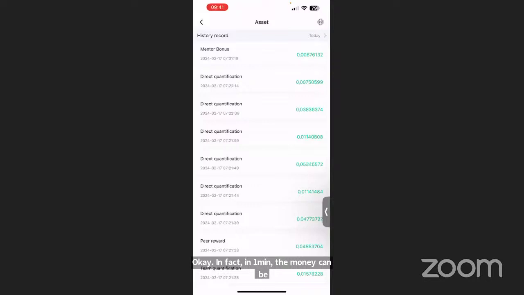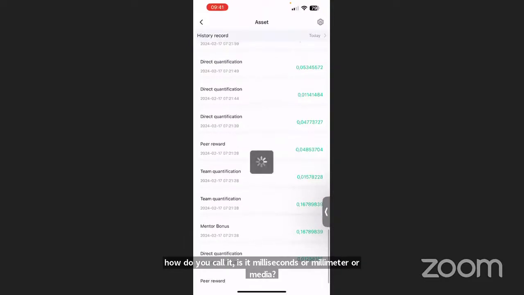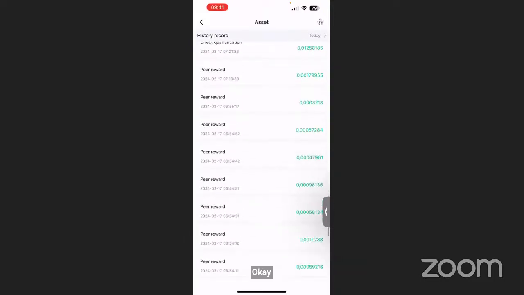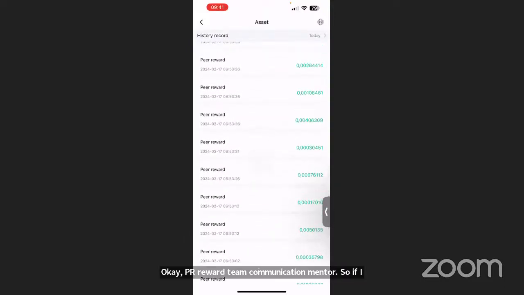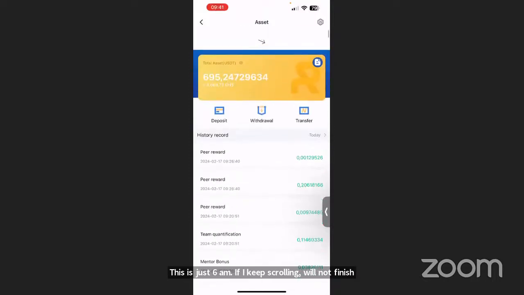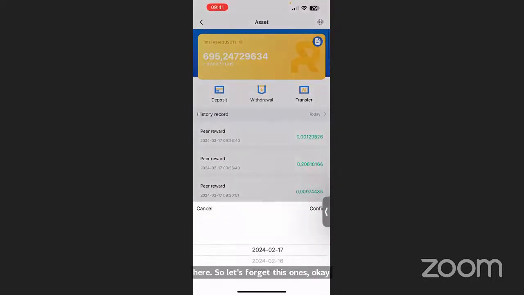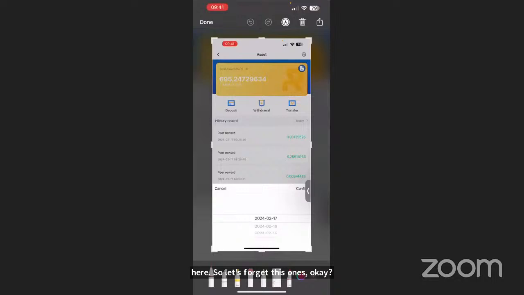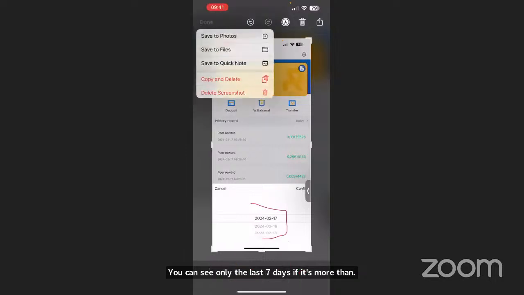Is it milliseconds or millimeter or media? I don't know that one. I beg you. Okay, peer reward, team qualification, mentor bonus. So if I scroll, we'll be seeing a lot. This is just 6 a.m. If I keep scrolling, we will not finish here. So let's forget these ones, okay? Now, if you tap on today, you can see only the last 7 days. If it's more than 7 days, you cannot see the records, okay?